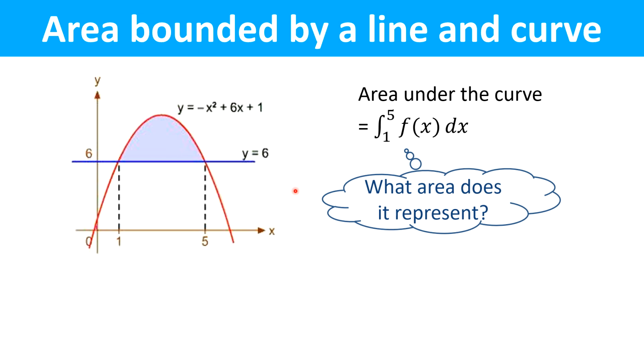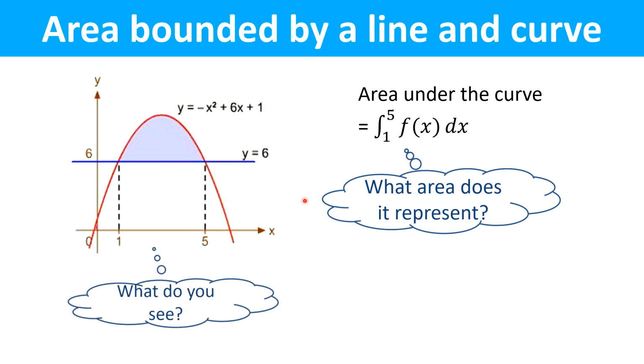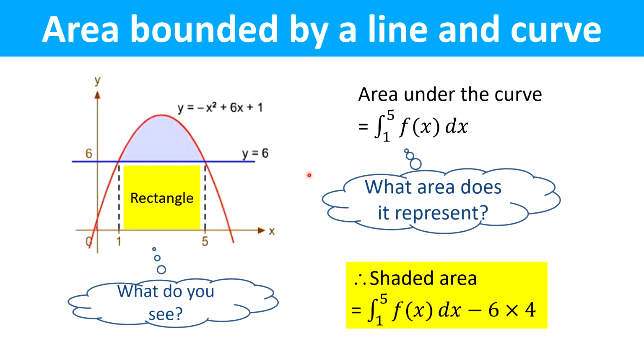Here is the third question: identify the shapes. What is the shape we are talking about over here? It is actually a rectangle. Can you see the rectangle below the line y equals 6? Therefore, to find the shaded area, we need to find the definite integral from 1 to 5 of f(x) minus the area of the rectangle, which is 4 times 6.